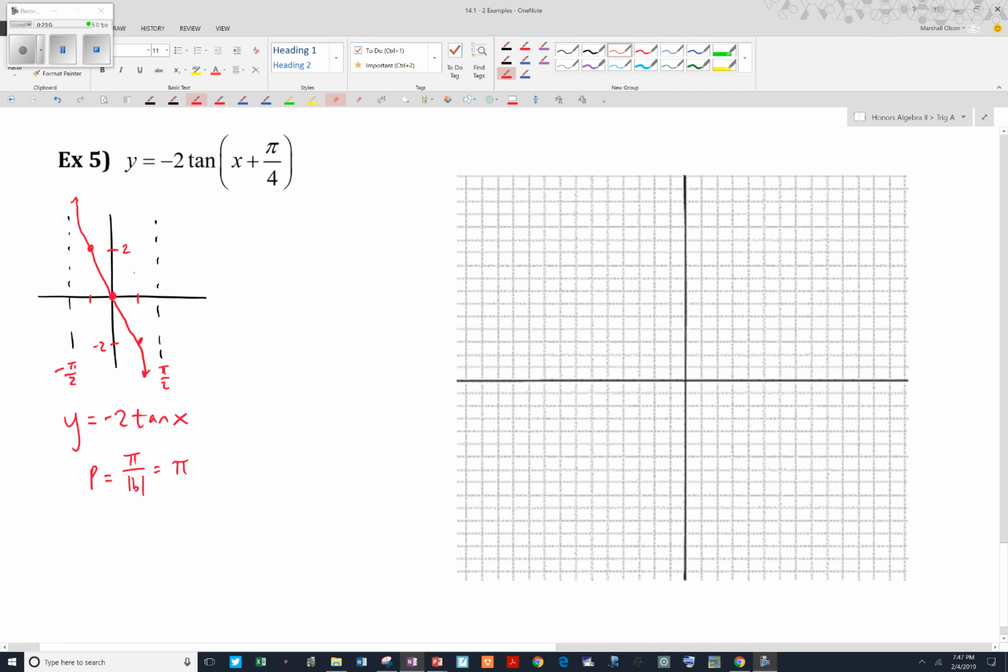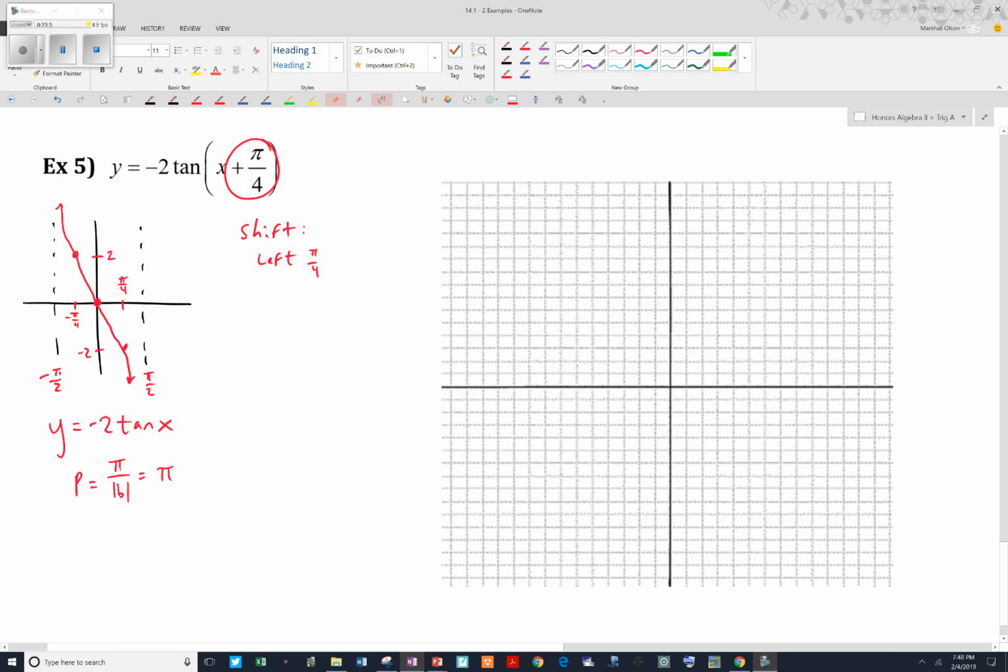Knowing all this, and actually it'd probably be a good idea to label these right now too, since they're related to our shift. Knowing all this, we're going to have to now shift this. Because of the plus pi over 4, we're going to shift this left pi over 4, which is convenient because that would just mean all these points are going to shift that much left. Okay, so I'm going to keep that in mind as I'm graphing my graph over here. So let's start putting some values on the axes here.